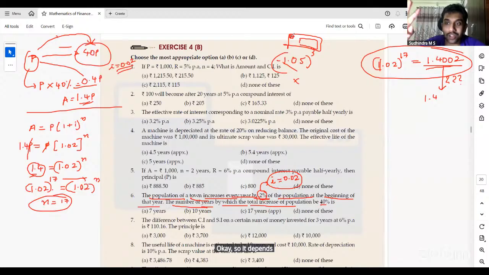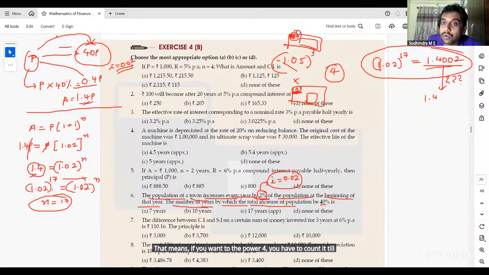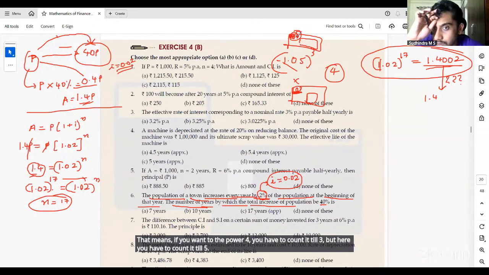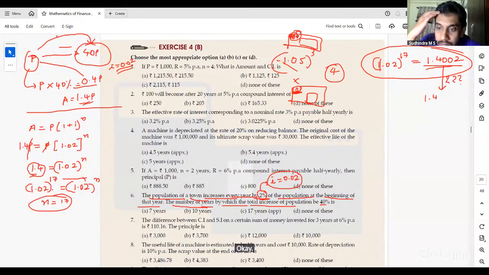The count depends on the different model. In certain calculators, for square it shows 2. In certain other calculators, for square it shows 3. That means if you want the power 4, you have to count it till 3. But here, you have to count it till 5. Okay, sir. Got it. Thank you. Understood? Yes. Good.